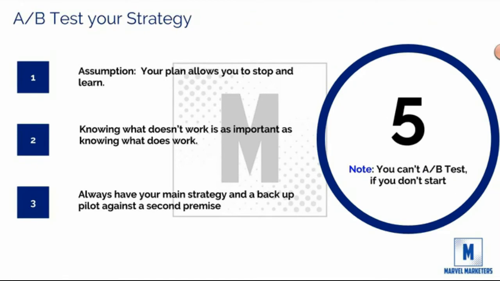Step 5, A/B test your strategy. So there's a big assumption in step 5, which is that your strategy actually allows you to stop and learn in the first place. If you have built a strategy which you can't actually even measure or look at or try to find success in for a year, then it's going to be very difficult for you to iterate on that strategy. So it's very important when you are setting up your strategy to build little tick marks in your strategy so that you could stop, compare, and actually course correct if necessary.